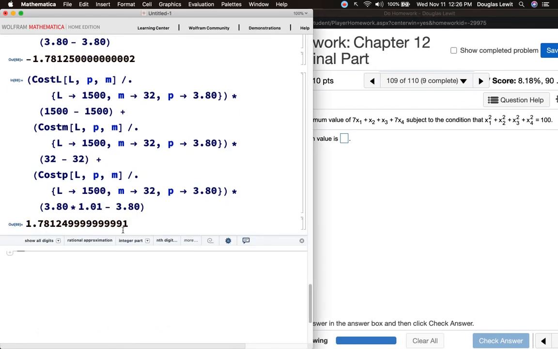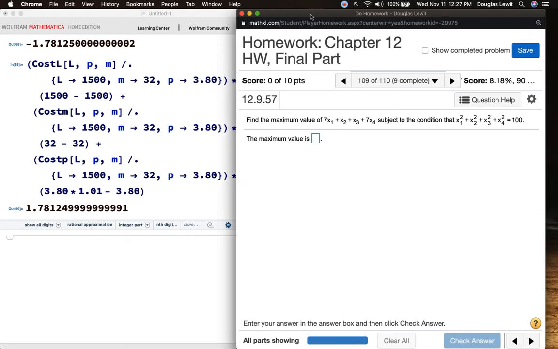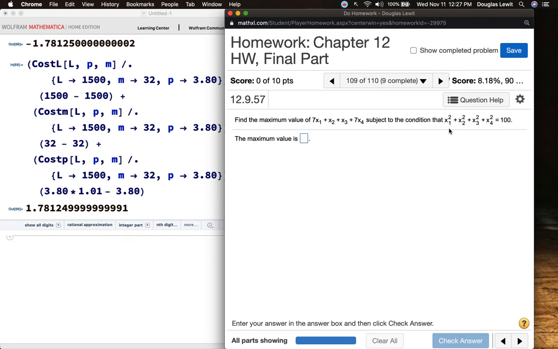Well, first of all, what is the question that they're asking me? I have a function here, 7x1 plus x2 plus x3 plus 7x4, and I have to make this as big as possible, but there's a condition. The condition is when I take the first number squared, the second number squared, the third number squared, and the fourth number squared, I'm going to have to end up with 100. Okay? So it makes sense, guys, if you think about it.